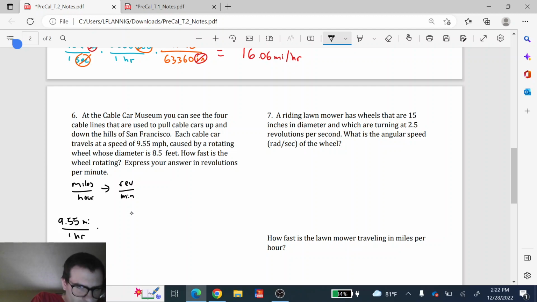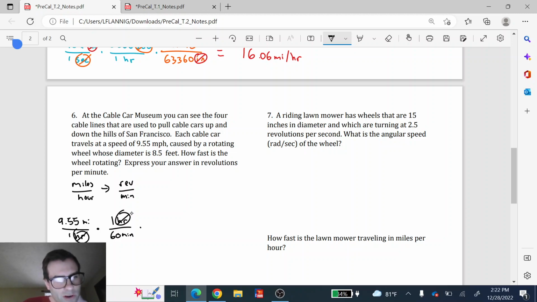And then we want to get rid of the hours and convert them to minutes. So we know we have 60 minutes for every 1 hour, but I put them in the wrong position. My bad. So we have 1 hour up here and 60 minutes, because I want to get rid of the hours. So I have the hour on top, and that crosses out the hour on the bottom, which is what we wanted. So we've already converted to minutes now. We want to just convert to revolutions.